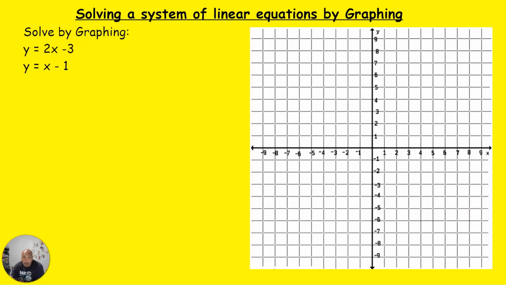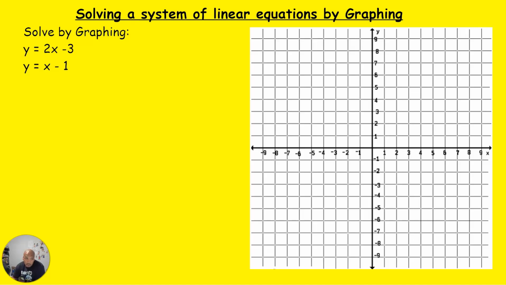All right. So whenever we solve a system of equations, we're trying to find an x and y value that works for both equations and makes both equations true. Now, when we're doing it graphically, all we're basically doing is graphing both equations and then seeing where they intersect. And that point where they intersect is going to be our solution.